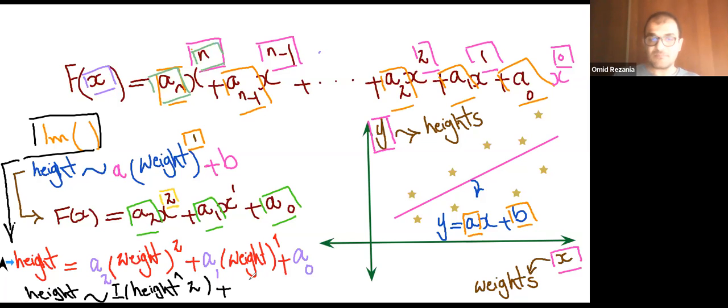Plus, oh, sorry, it should be weight, not height. Sorry, I do not know why I put height, because we are working with the weights as our variables. It goes weight to the power 2, plus also weight, which is power 1. And you see that A1 again is not explicitly shown, and A0 also is not explicitly shown.